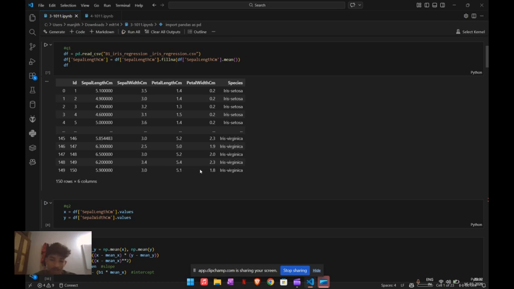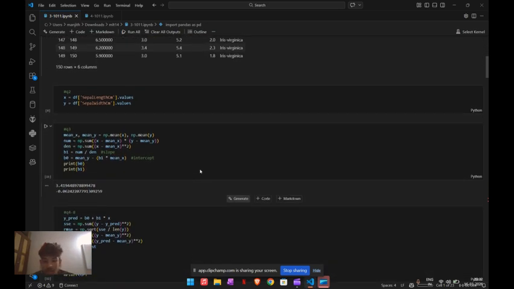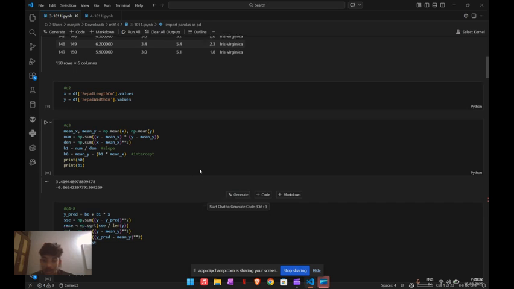The third question is calculate regression coefficient. A regression coefficient includes the slope b1 and intercept b0. These values define the relationship between x and y. They are calculated using statistical formulas based on the mean and variance of the data.